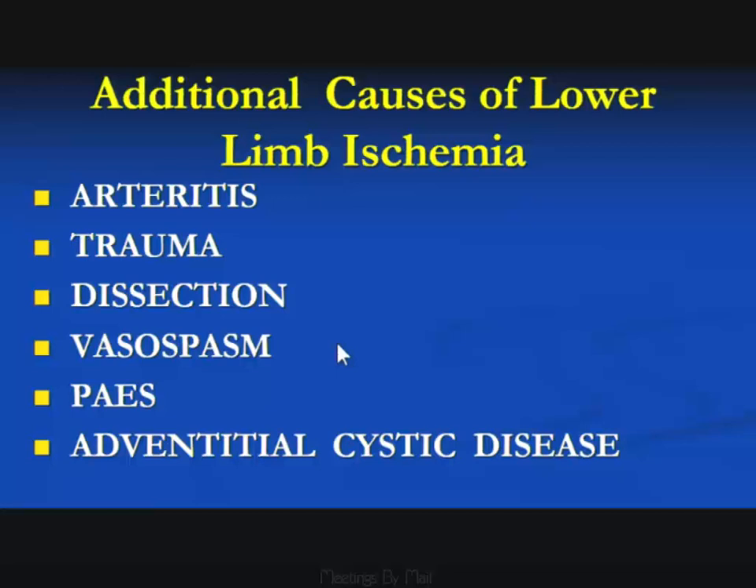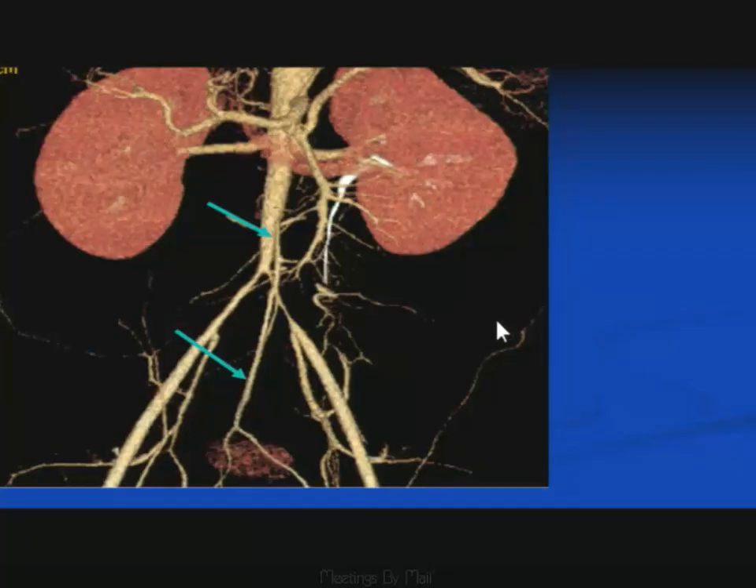So additional causes of lower limb ischemia, apart from atherosclerosis and athero and thromboembolism, are arteritis, trauma, dissections, vasospasms. This is popliteal artery entrapment syndrome or adventitial cystic disease. I think I'm just going to show you this one case and we'll finish because we're getting pretty close to time here. But this was an interesting case.